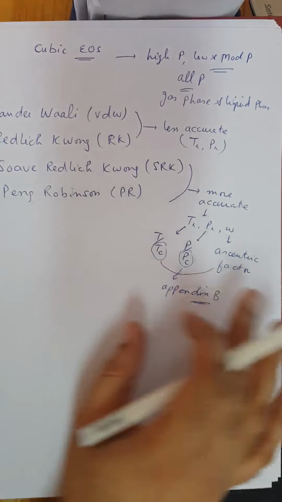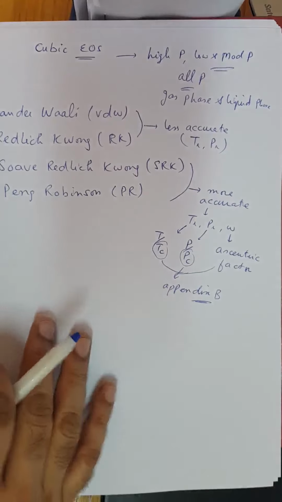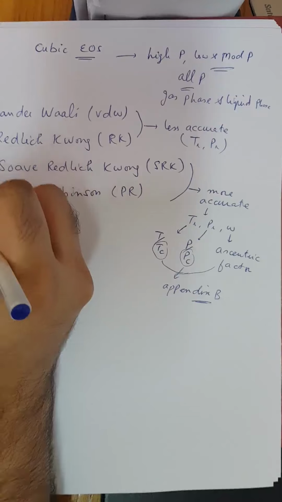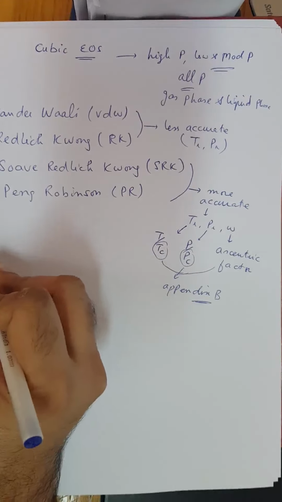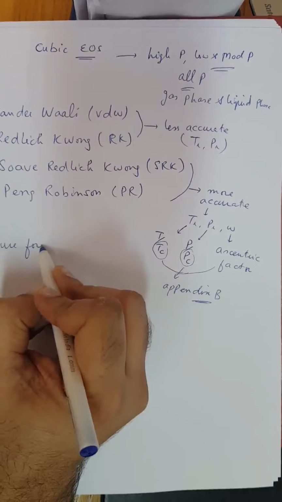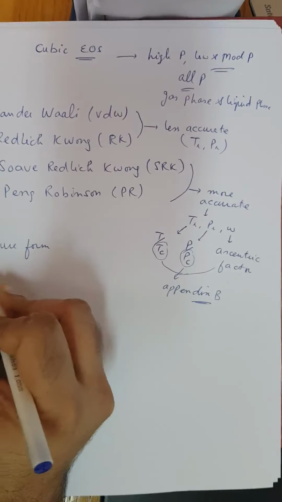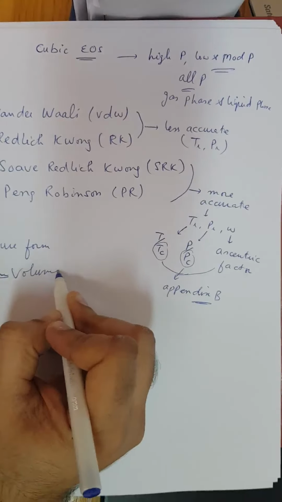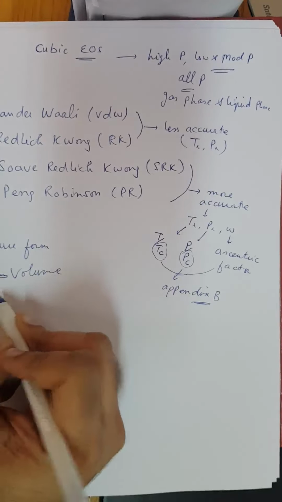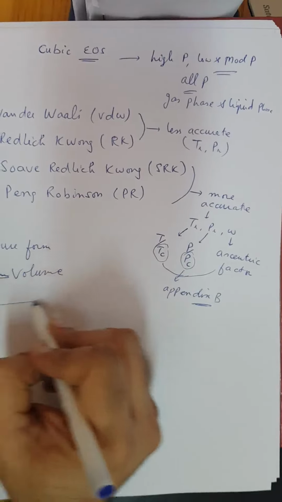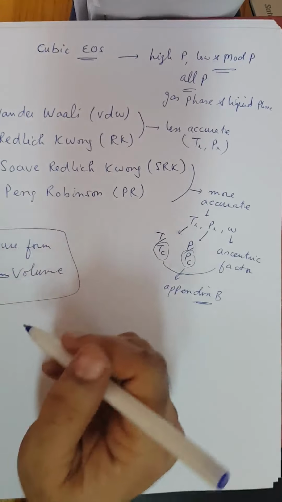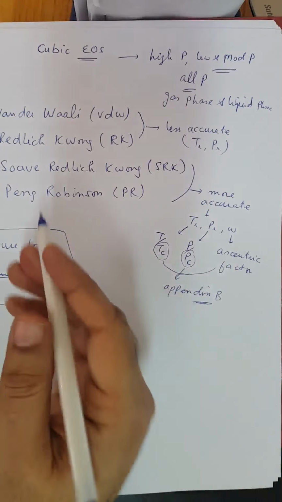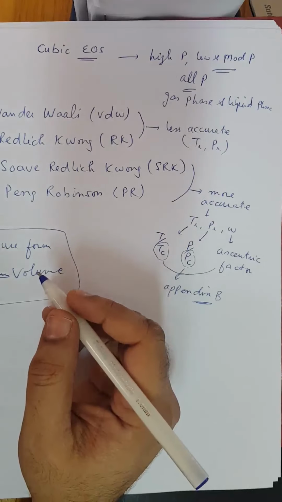We will see them in three different forms: in pressure form, in terms of temperature or volume, and in terms of compressibility factor. So there are three forms of these equations, but before that I want to explain a little bit how we can develop the van der Waals equation.